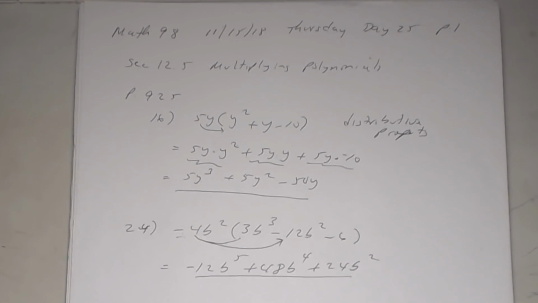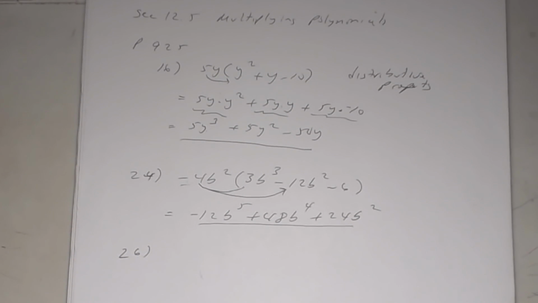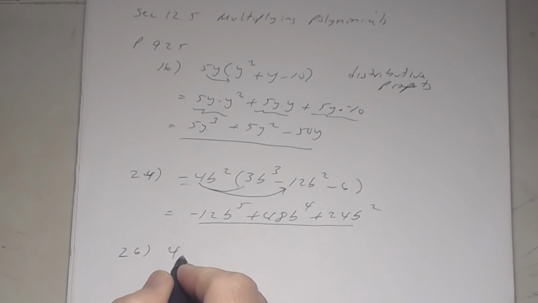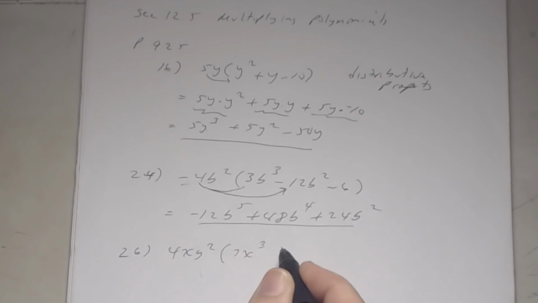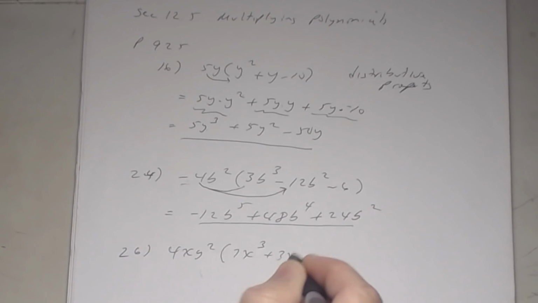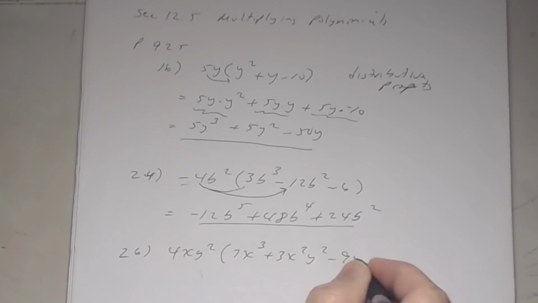26. You have this monomial, 4xy squared times 7x cubed plus 3x squared y squared minus 9y cubed. That's what you have.